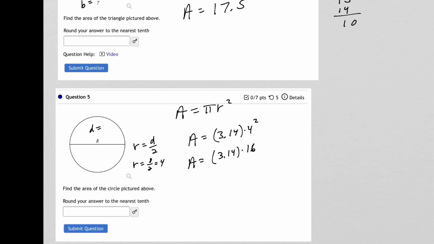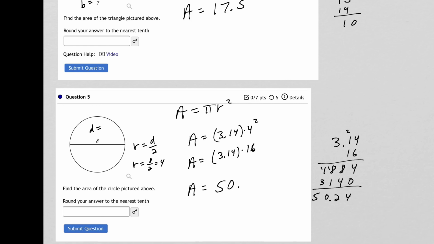So then I can work this out on the side here. Two places. So it looks like the area in this case is going to be 50.24. And again, it's square units. They didn't give us units again here, but if they did, let's say this were inches, then this would be inches squared. Okay, so it's always going to be square units.